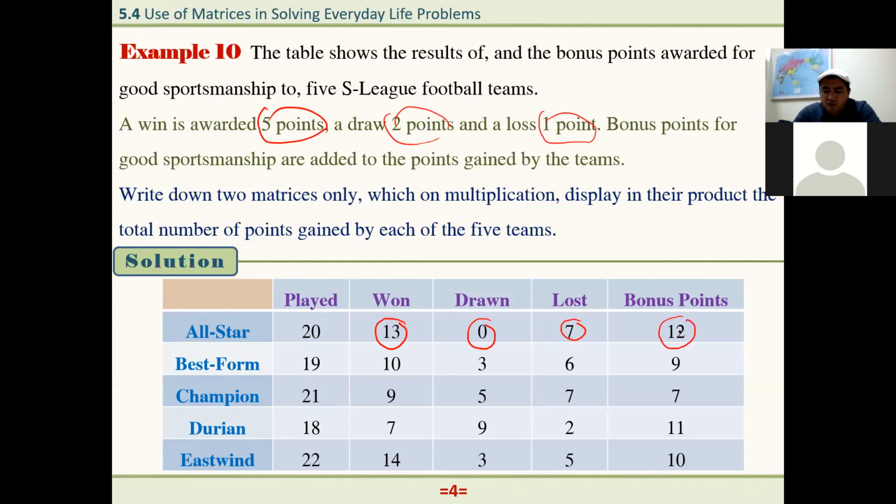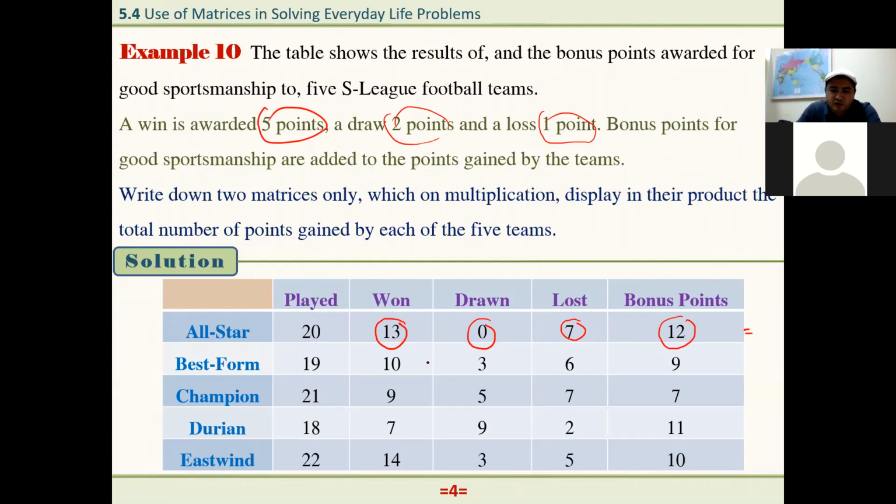If I want to get the total, I should add 13 times 5 plus 0 times 2 plus 7 times 1 plus 12 times 1, because we don't have to multiply by anything, and add them up. We will get their total score. And as you see here, this multiplication matches with matrix multiplication.